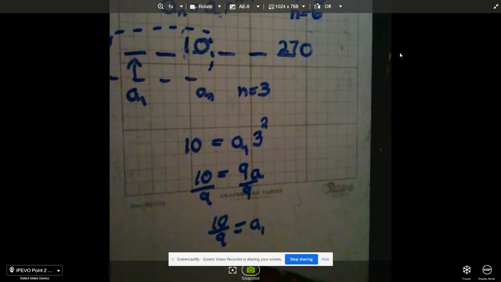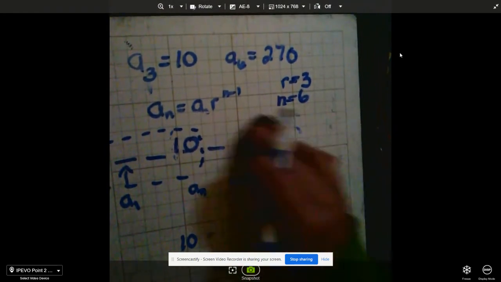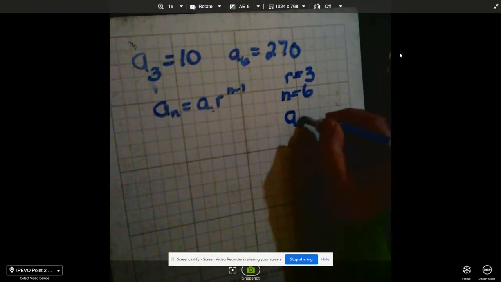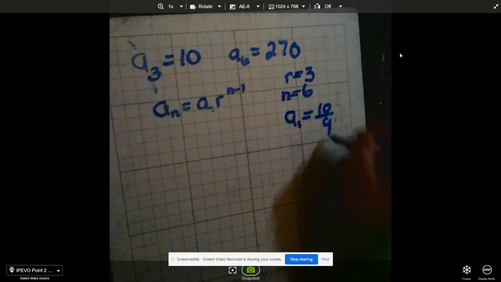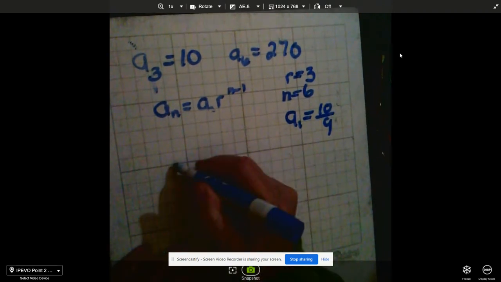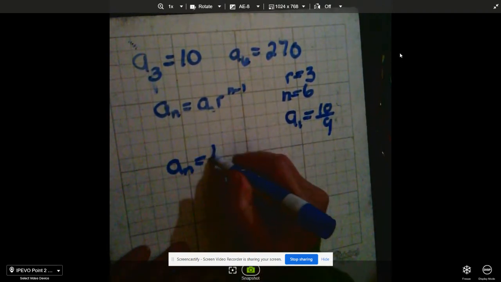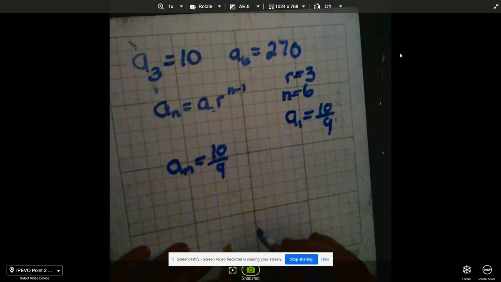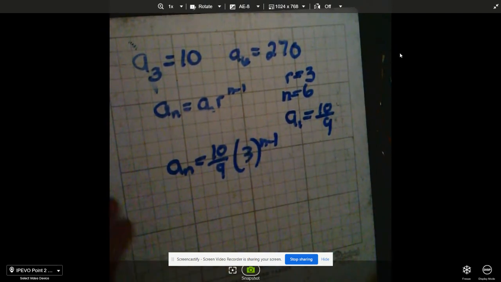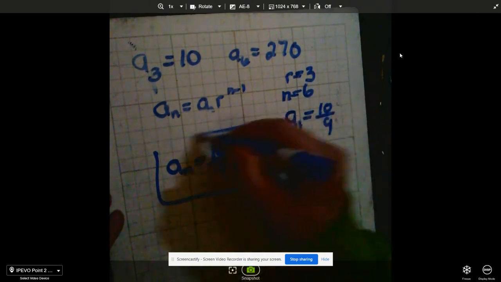So now that I know that 10 ninths is my A1, all right, now I can go ahead and write my rule. AN equals A1, which is 10 ninths, times R, which we know is 3, to the N minus 1. And now this here is my rule.